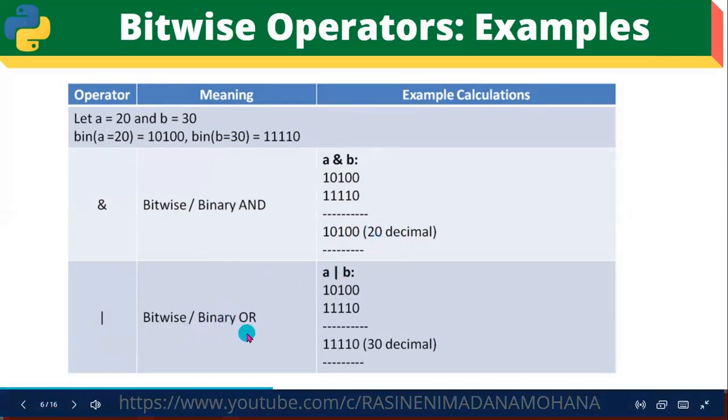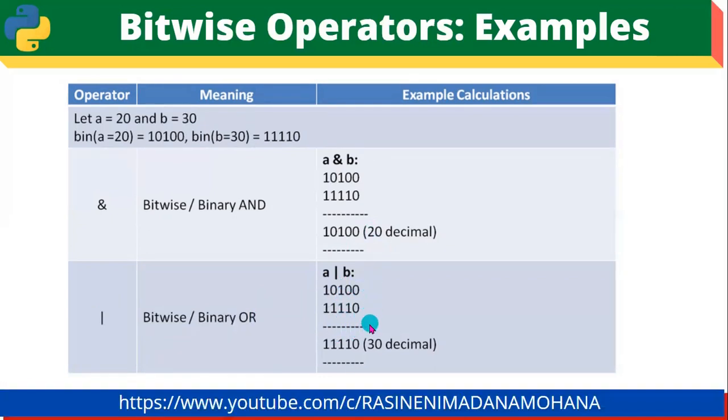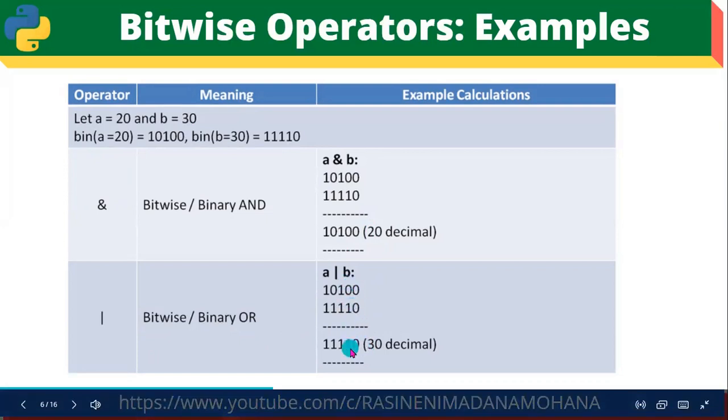Then the next operator, bitwise or binary OR operator. For the OR operator, if both bits are true or any one is true, then the result is true. If both are false, then it is false. Now with the same values: 0, 0, the result is 0. 0, 1, the result is 1. 1, 1, the result is 1. 0, 1, result is 1. 1, 1, the result is 1. So now 1, 1, 1, 1, 0. What is the equivalent decimal value? We have already taken 30, the same value you are getting here. So 30 is the decimal value. This is the bitwise or binary OR operator.